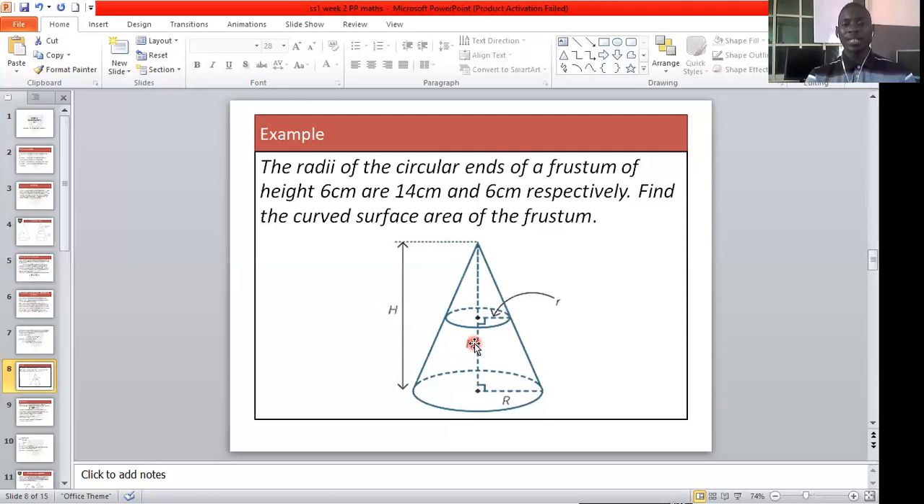If you are looking at similar triangles, we have been given the radii, so we relate the radius to the radius and the height to the height. That is, the height of the whole cone to the height of the smaller cone. So let's go to the solution.